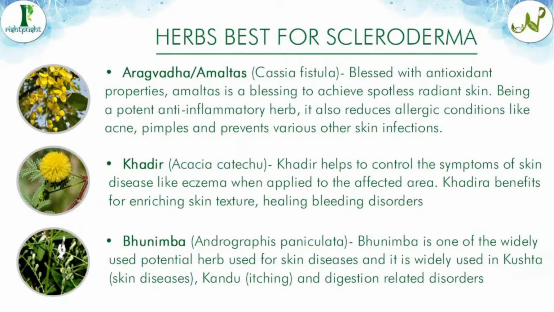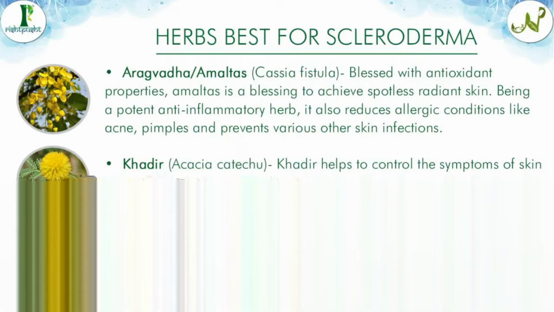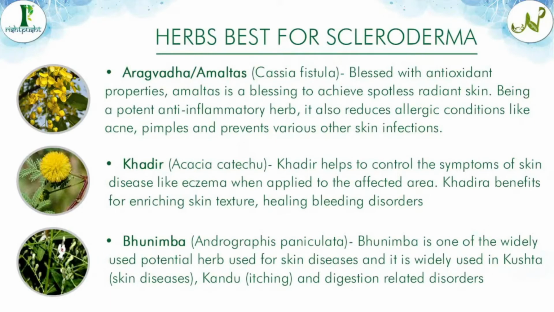Rajvriksha, the yellow flower tree which we often see on the sides of roads in India, especially in North India, is one of the best herbs when we talk about treating a patient suffering from scleroderma. Acacia fistula is the botanical name for Aragvad. The second is Khadir, which is also known as Acacia catechu, again a very good herb for patients suffering from scleroderma. The third is Bhunimba, which is Andrographis paniculata. Andrographis paniculata once again is a very good herb when we are to give recovery in patients suffering from scleroderma.